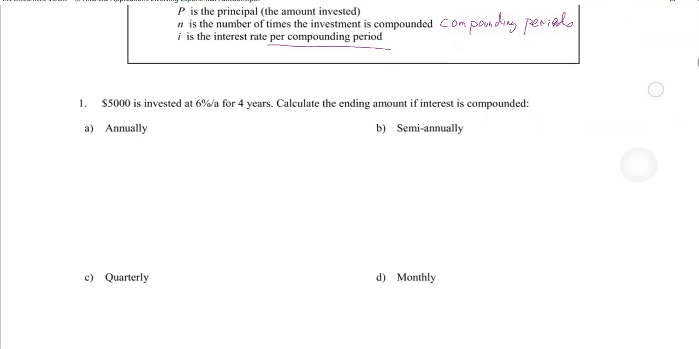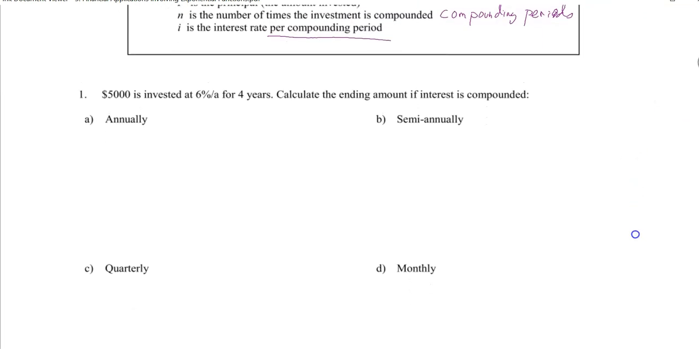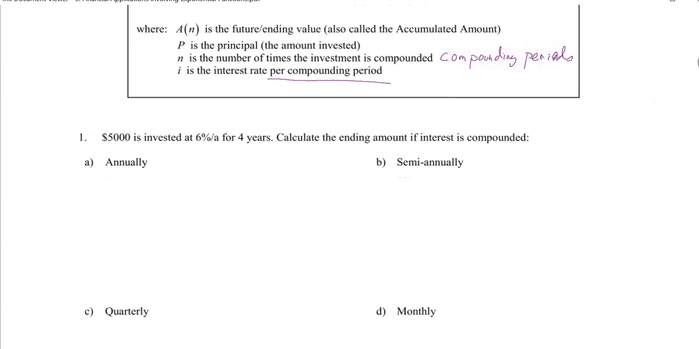So let's take a look. We got $5,000 is invested. I'll leave this so we can see the bar. $5,000 is invested at 6% per annum, so 6% per year. Interest rates are always given as yearly. They're always given as how much per year, but the compounding periods differ. So calculate the ending amount if the interest is compounded annually, so once a year.